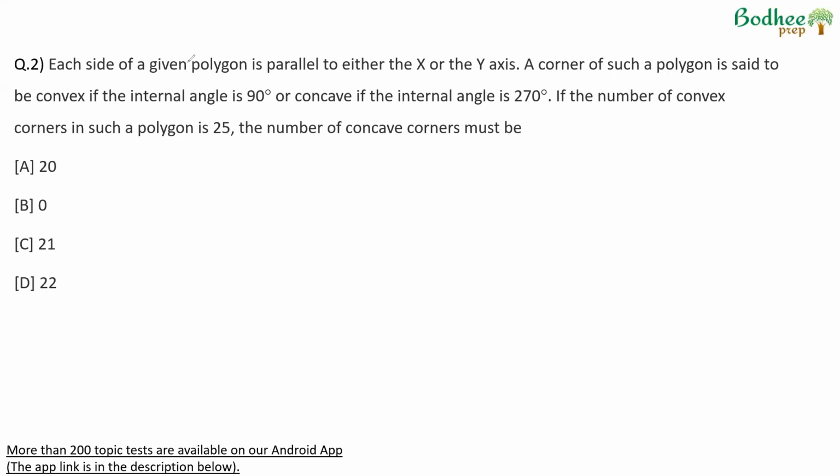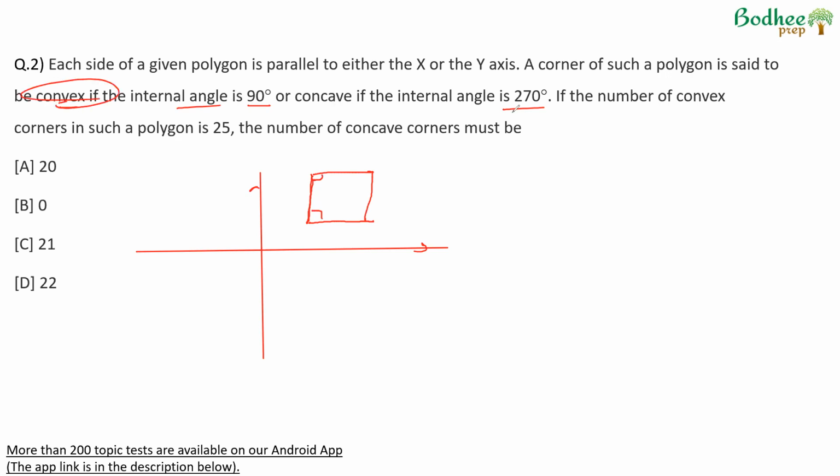Each side of a polygon is parallel to either the x-axis or the y-axis. So we draw the y-axis and the x-axis. A polygon is drawn such that it is said to be convex if the internal angle is 90 or concave if the internal angle is 270. Now the most basic polygon will be this one, say a square. All the sides are either parallel to the x-axis or y-axis. All the angles here are 90 degrees. So this is a convex polygon.